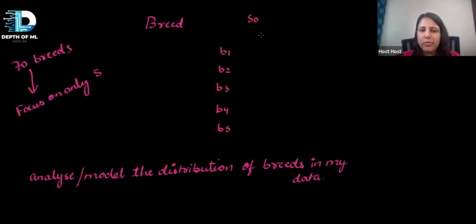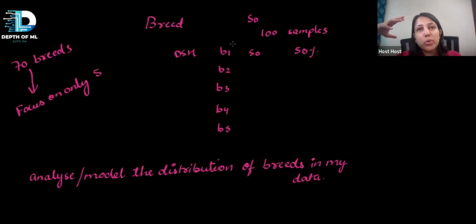So suppose that if you have 100 samples, domestic short hair is like 50 of them. So 50% of your data has this particular breed. It means that this breed is very common in the whole world. Now I want to think about the original distribution of these cats, how they are in the world.